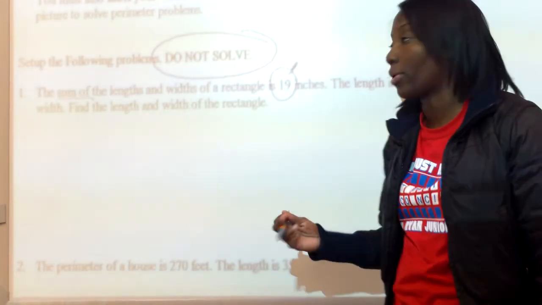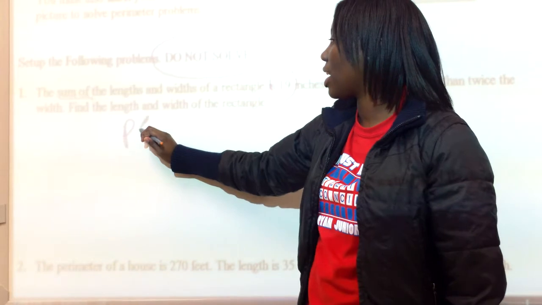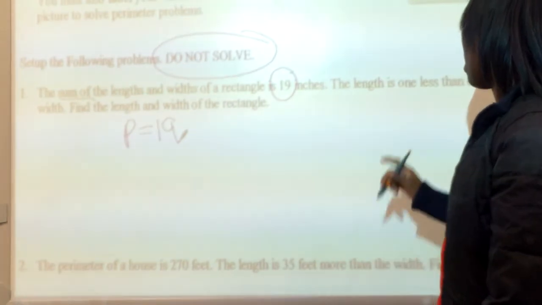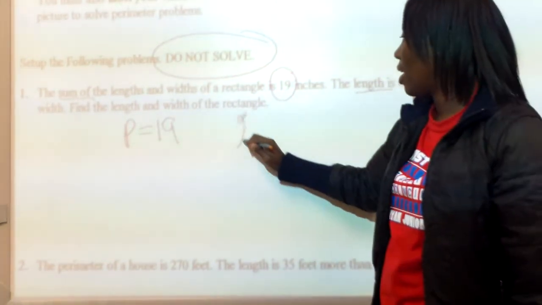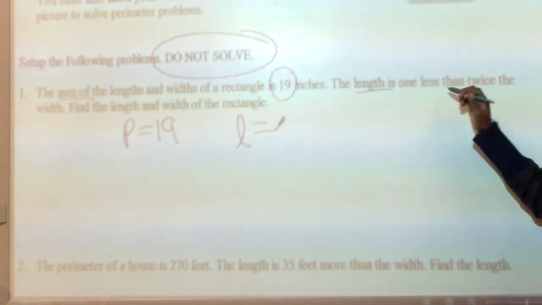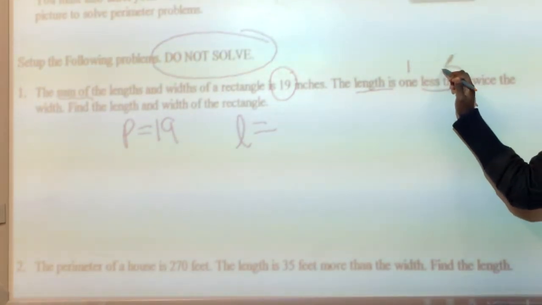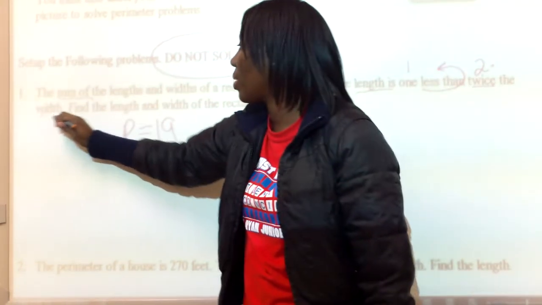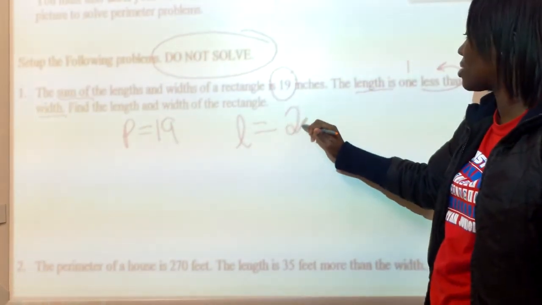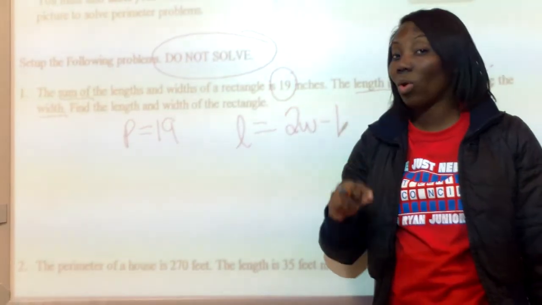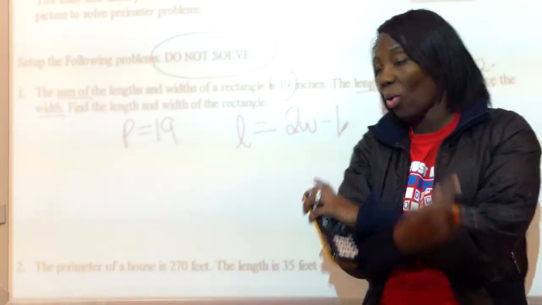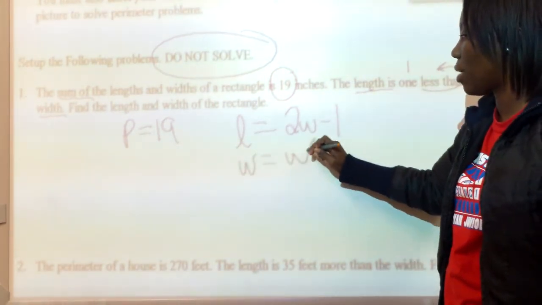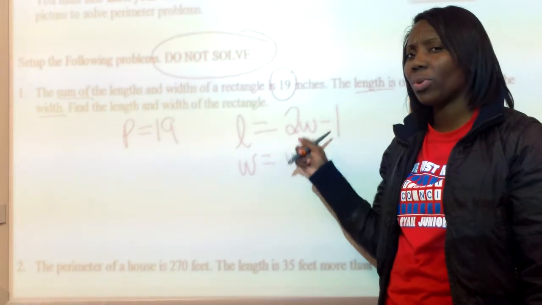So it tells us the sum of the lengths is 19. So let's talk about the perimeter. When you add up everything, the perimeter is 19. The sum of the lengths and the widths. The length, so we're talking about the length, L is 1 less than. Remember, less than is one of those where we have to reverse the order. Twice means 2 times something. And the width. So the length is twice the width minus 1. So not 1 minus 2W because it's less than, so we have to flip the order. So it's twice the width minus 1. And then our width is just W. So we have our 2 equations.